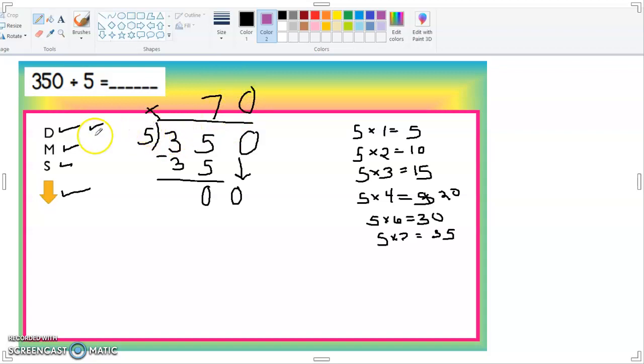Check. I divided. Let's multiply 0 times 5. That gives me another 0. Check. I multiplied. The S stands for subtraction. 0 minus 0, 0. If I don't have any numbers left to bring down, I'm finished with the problem. The answer, or the quotient to this division problem, 350 divided by 5, is equal to 70.